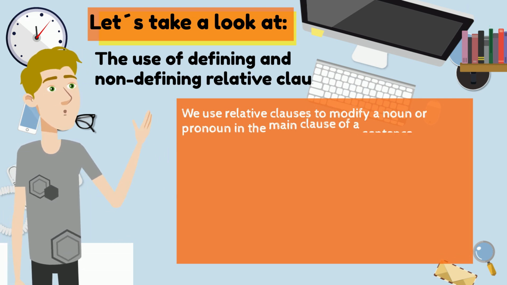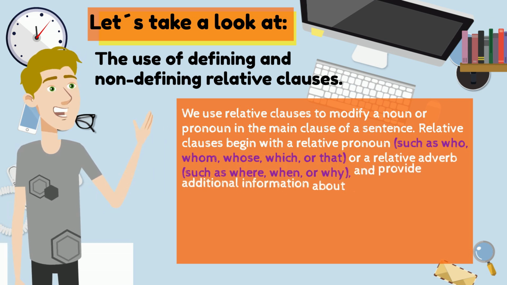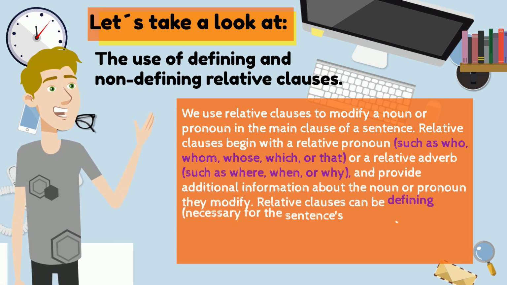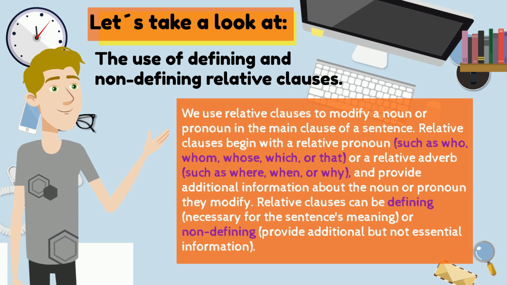We use relative clauses to modify a noun or pronoun in the main clause of a sentence. Relative clauses begin with a relative pronoun, such as who, whom, whose, which, or that, or a relative adverb, such as where, when, or why, and provide additional information about the noun or pronoun they modify. Relative clauses can be defining, necessary for the sentence's meaning, or non-defining, meaning they provide additional but not essential information.